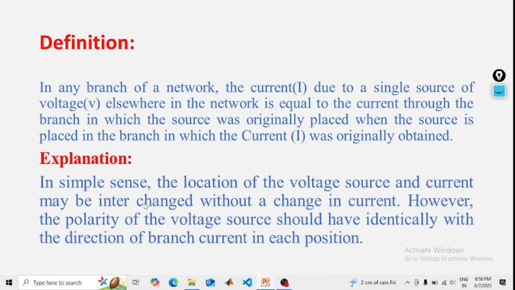Explanation: in simple terms, the location of the voltage source and the current may be interchanged, as I told, without a change in current. However, the polarity of the voltage source should be identical with the direction of the branch current in each position.